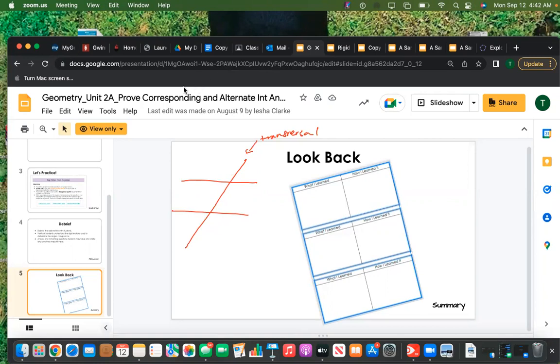I also have alternate interior angles. Interior is going to be inside these two parallel lines, and it's always going to be across the transversal. So this is alternate interior angles. Alternate exterior angles are going to be outside of the two parallel lines. So it would be something like this one and this one. Those are alternate exterior angles. Now there's a couple other ones that we're going to talk about, but those are going to come up over the next couple of days. So again, hang on to that sheet and make sure that you can understand those vocab words.